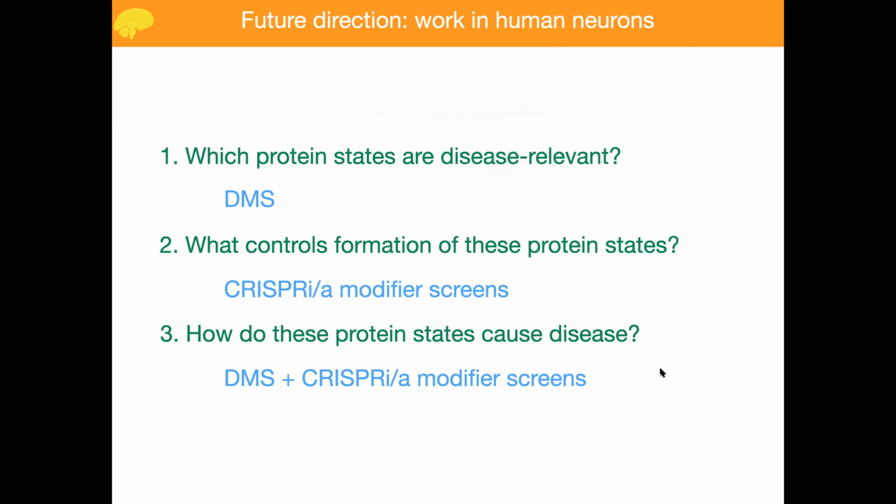So with that, coming back to our initial questions, we can use deep mutational scanning to ask which protein states are disease relevant. Hopefully soon in cell types such as neurons, we can understand what controls formation of these using CRISPR-IA modifier screens. And then, of course, the really important next question is to ask, how do these protein states cause disease? How do they affect cellular processes that then lead to disease? And again, a combination of deep mutational scanning and CRISPR modifier screens will hopefully tell us that.